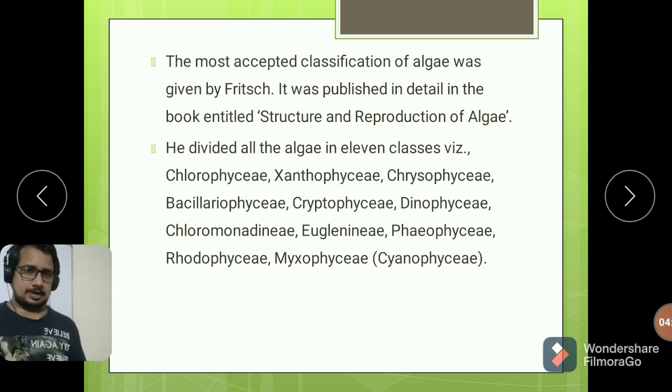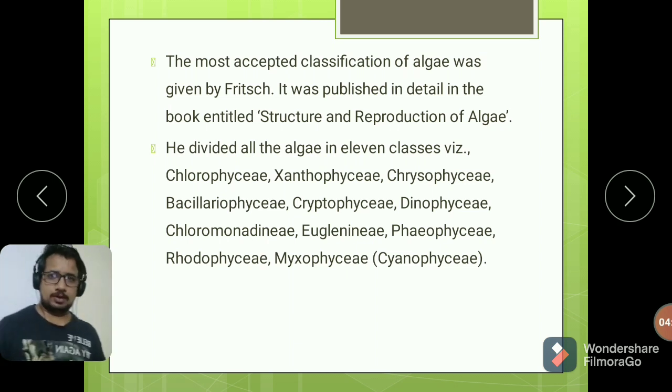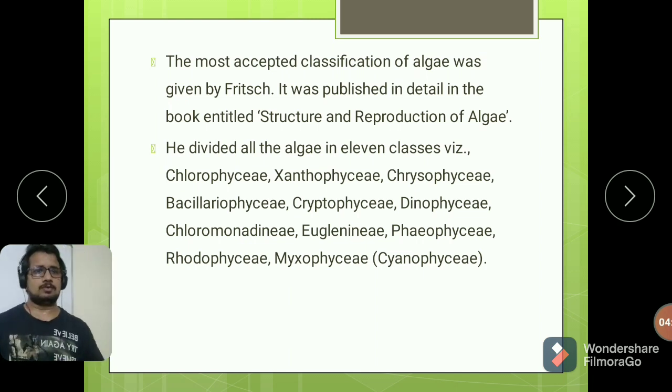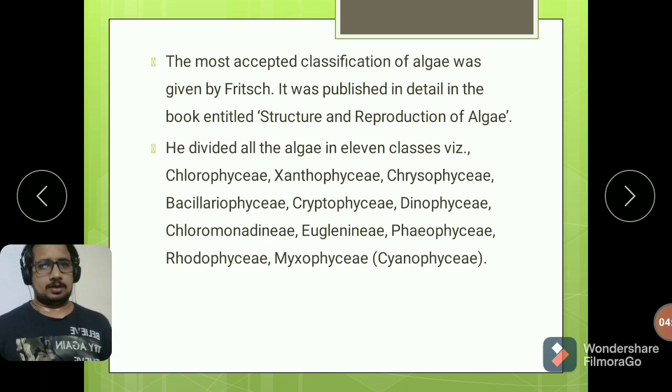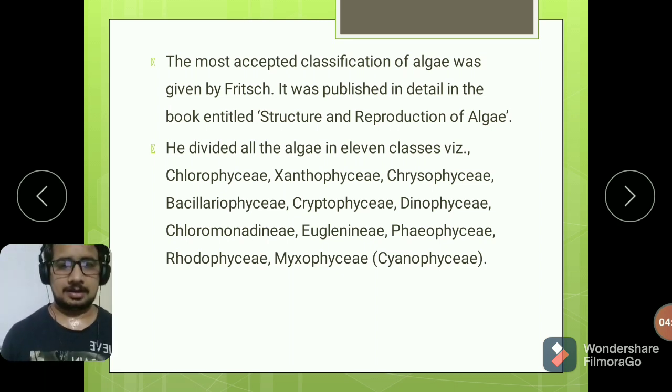Algae are divided into 11 classes by Fritsch, namely Chlorophyceae, Xanthophyceae, Chrysophyceae, Bacillariophyceae, Cryptophyceae, Dinophyceae, Chloromonadineae, Euglenineae, Phaeophyceae, Rhodophyceae, and Myxophyceae, or we can say Cyanophyceae. These 11 classes have been based mostly upon their pigments, their reserve food material, as well as the composition of the cell wall.